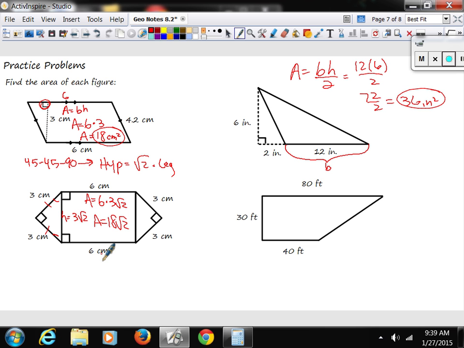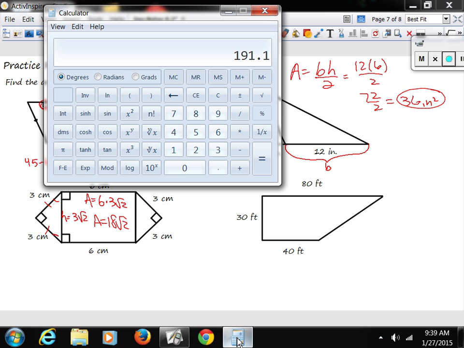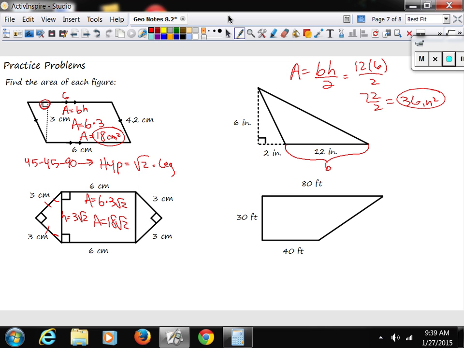Let's get that as a decimal since we're going to want to put them all together. So radical 2 times 18, and you get 25.5, we'll call it, right? So 25.5 is the area for my rectangle. How do I get the area of the 2 triangles?